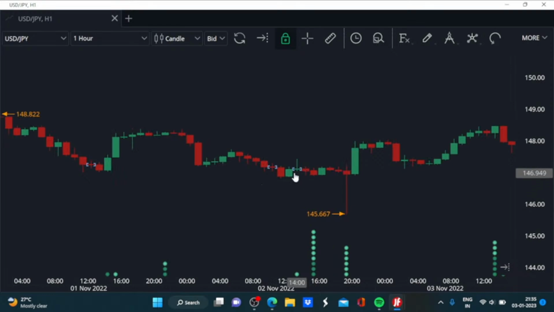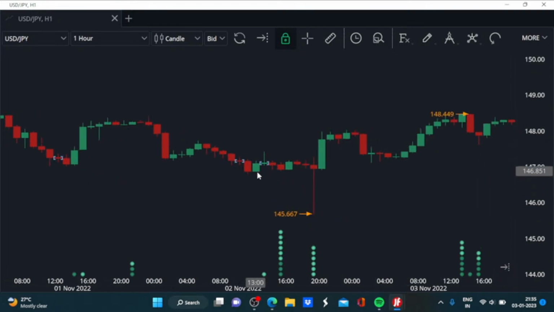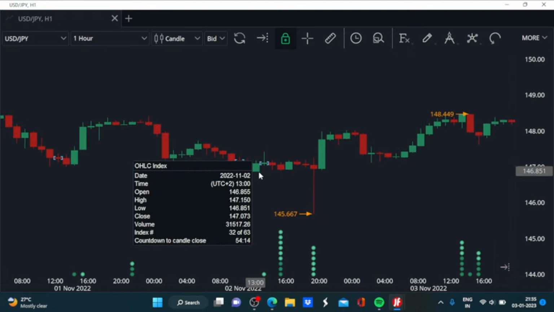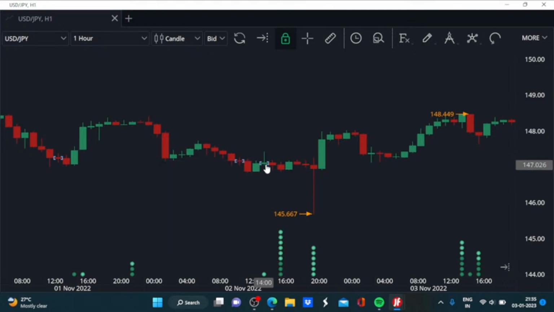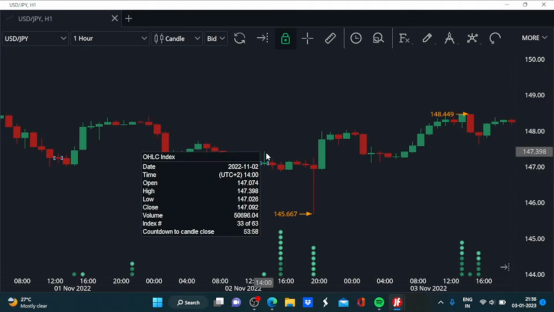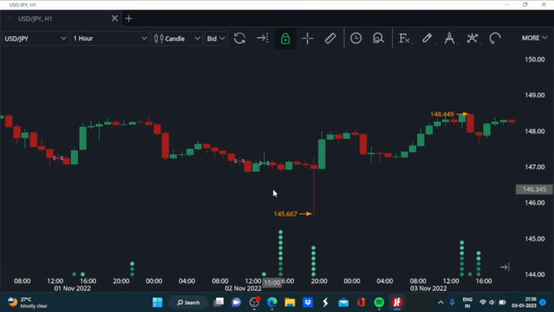Now in this formation, we have the first candle with the real long body on the higher side. The closing value is higher compared to the opening price, and then in the second candle we have the closing and the opening price almost the same, with this long shadow on the higher side.